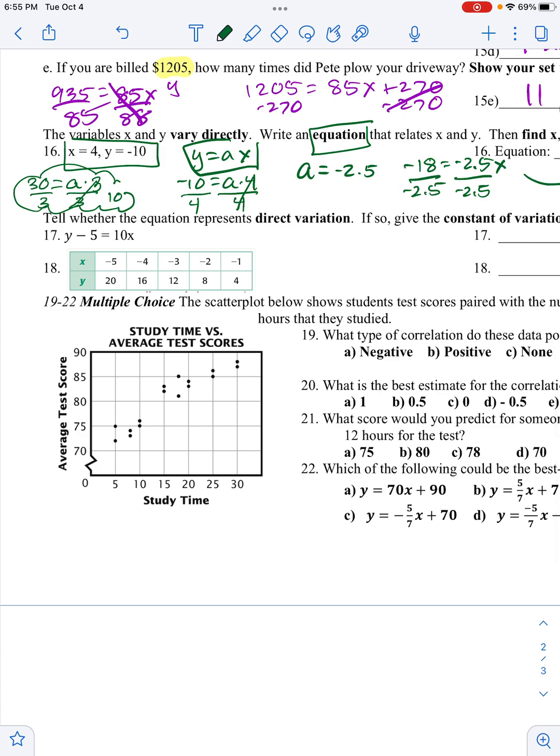Tell whether each equation represents direct variation. So you need the y to equal a times x.